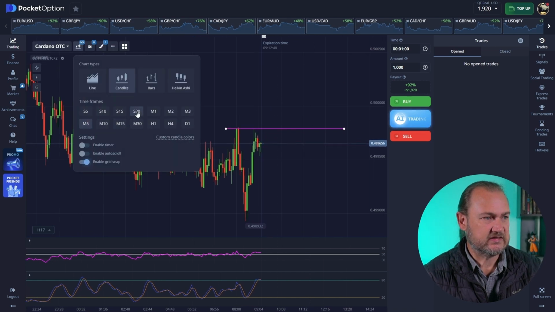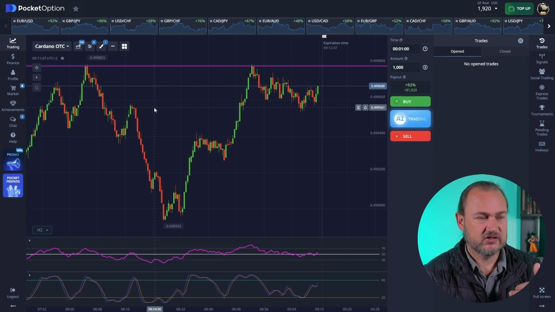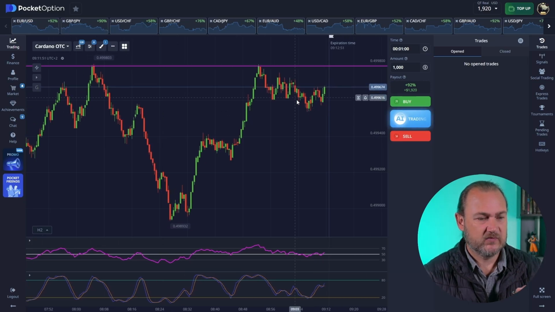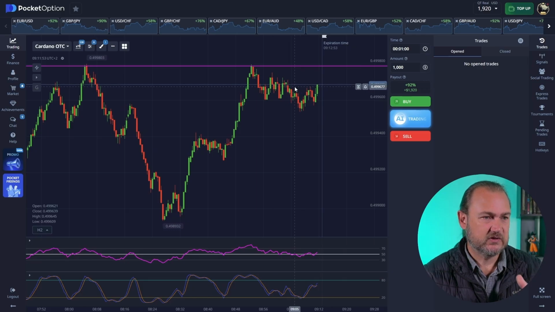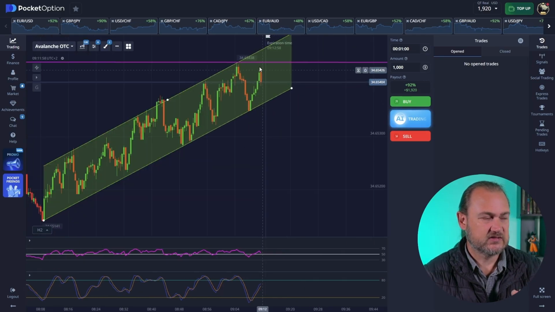Let's switch to 30 seconds and see if we can see any movement. Like I said, we're also going to use support and resistance levels, so we're not exclusively going to be using trend lines. They are the same. So this movement is something that I won't be trading. I'm not going to be interested in it. Let's go back to Avalanche and see what's happening.